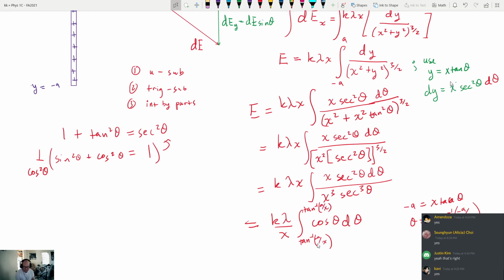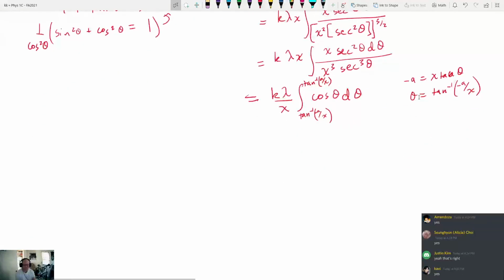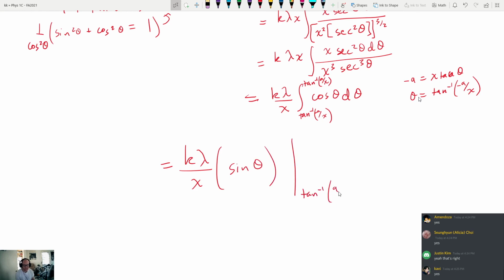Sorry, this was the negative one. Oh, this is getting so sloppy. Equals, we can write this very large so it becomes obvious what I've just done. So k lambda over x multiplied by the integral of cosine theta, which is sine theta, right? So we have sine theta, and we need to evaluate it between the limits of the arctan of a over x and the arctan, this is the negative one, and this is the positive one. When we plug these things in here, we're going to get k lambda over x.